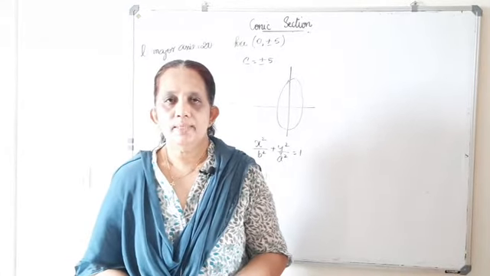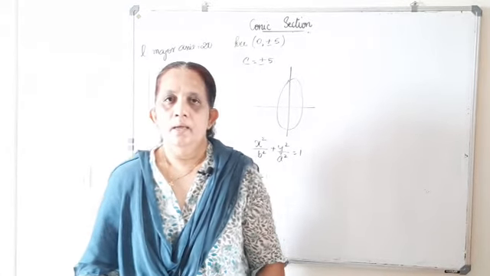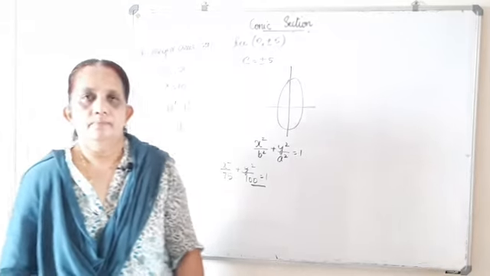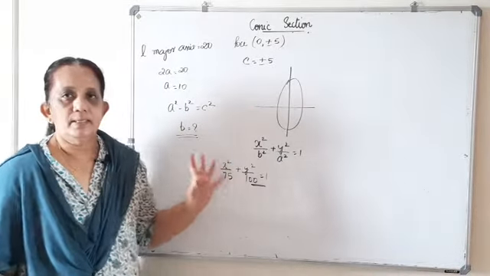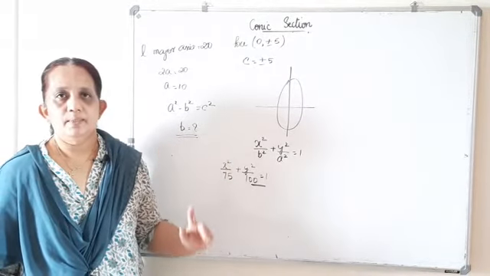Now we have one more section in conic sections, and we have completed 3 sections: circle, parabola and ellipse. Thank you.